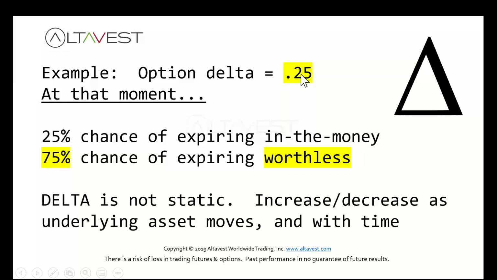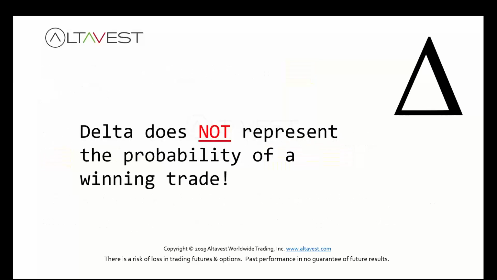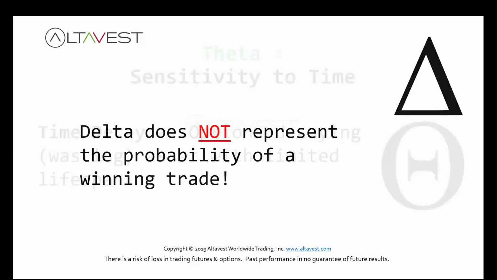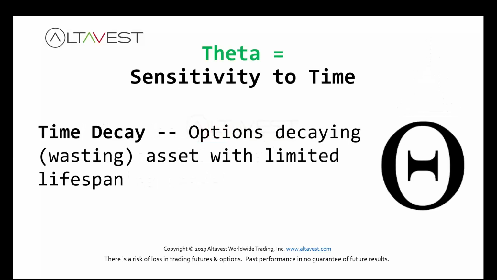For example, you see the yellow, 0.25 means 25% chance of expiring in the money, but conversely, 75% chance of expiring worthless. So that's what we need to focus on. And remember, delta is always moving with price and time, and it is not the probability of a winning trade. So make sure you understand that. And then theta. So you have time decay. Remember, options have limited lifespan.